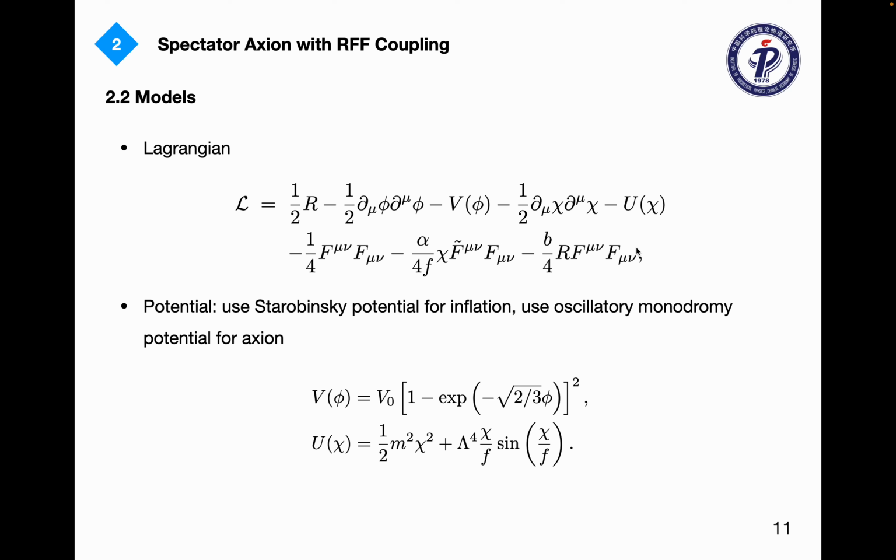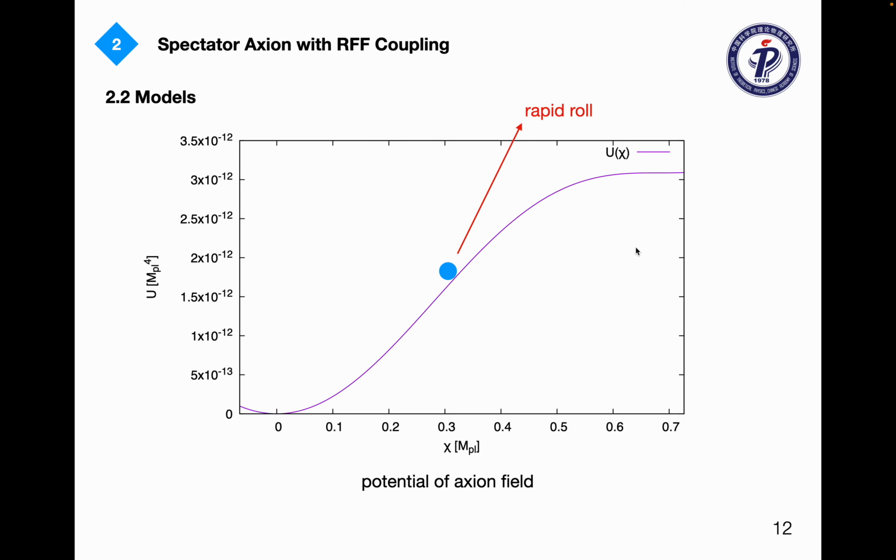And the potential of the phi is just a standard Starobinsky potential, and the potential of the chi is a quadratic potential with sine structures. Such a potential, if we plot it, looks like this. Near the middle of this plot, we can find a rather rapid roll stage. Near this point, the velocity of the axion field is much larger than at any other point, so we can expect there should be a peak of gauge particle production.